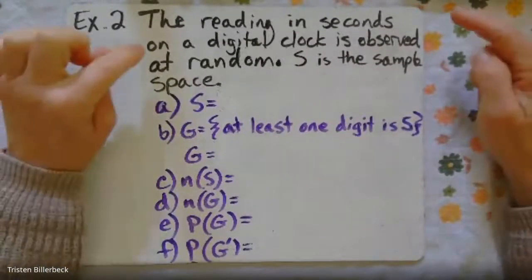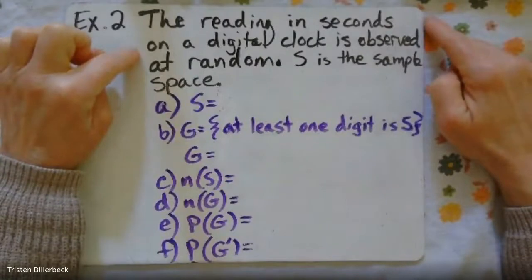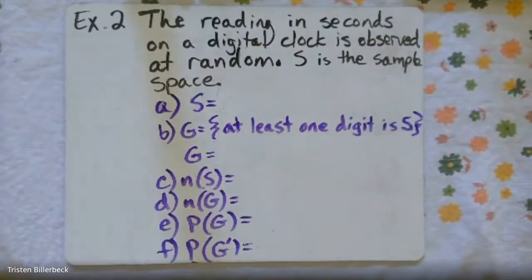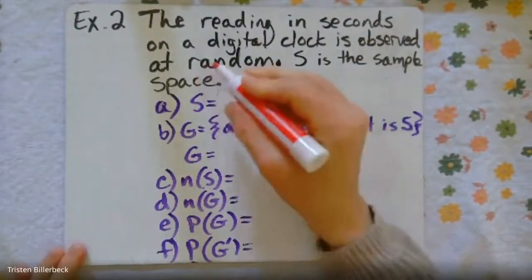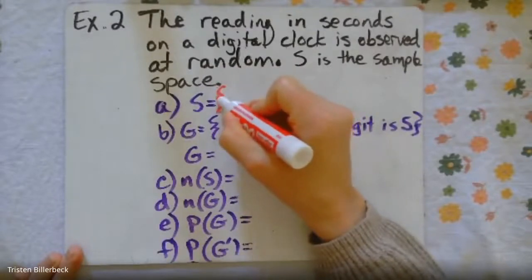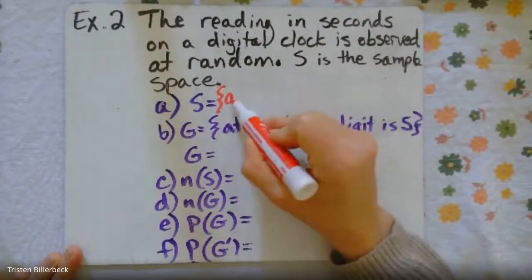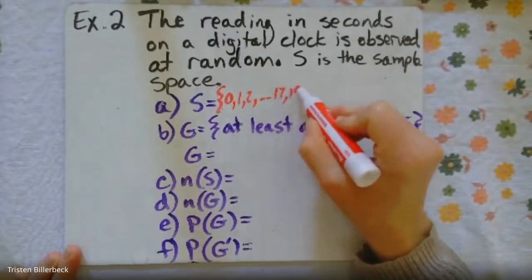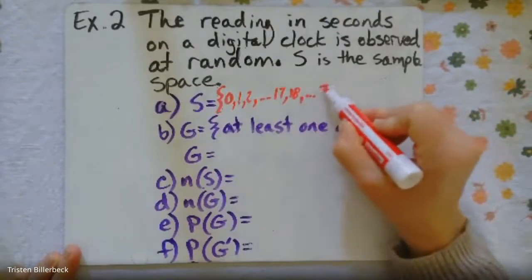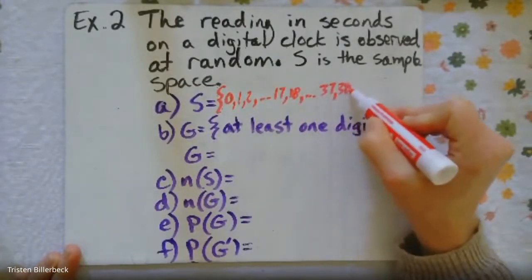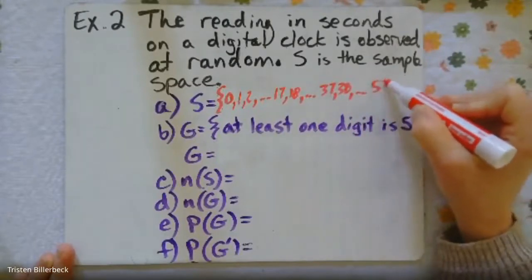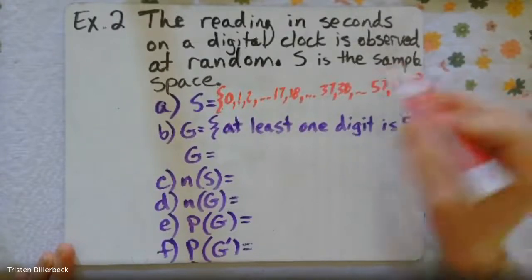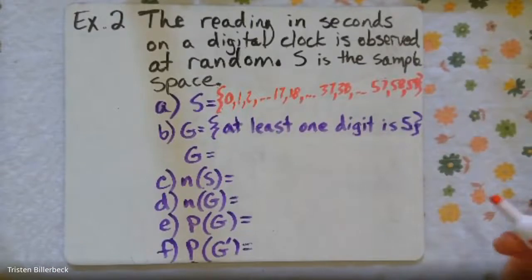So we're reading a clock, reading in seconds on a digital clock, and it's observed at random. So S is the sample space. Let's look at what's in S. If we start with 0 seconds, and 1, 2, 17, 18, 37, 38, 57, 58, 59, and we don't go to 60 because that resets at 0.